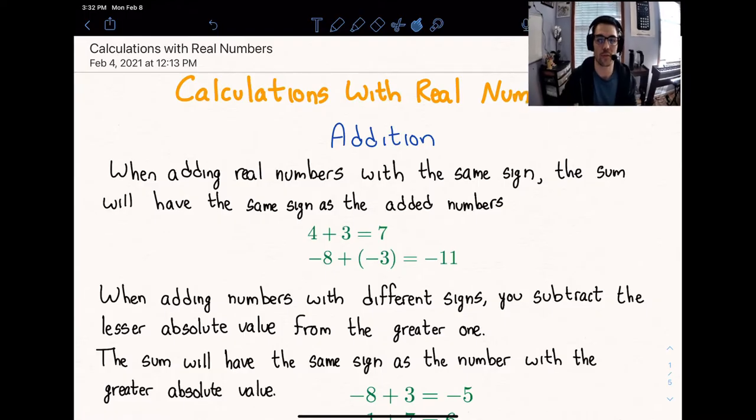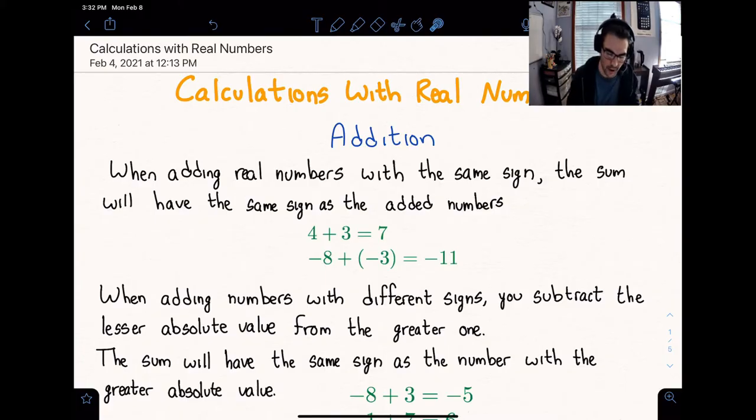Today we are going to be talking about performing calculations with the real numbers. We're going to be going over the big four mathematical operators: addition, subtraction, multiplication, and division. All right, so let's dive right in. So here we have the first one, addition.